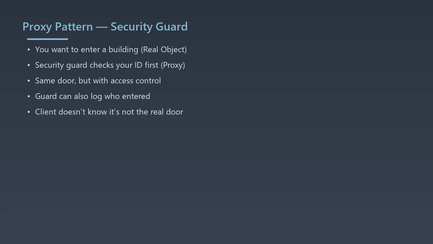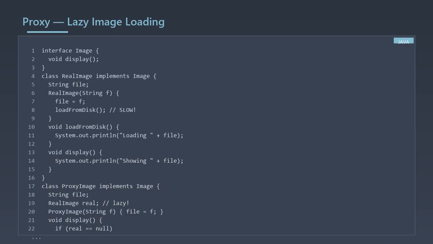The proxy pattern puts a stand-in object in front of the real one. Same interface, extra behavior: access control, caching, logging, lazy loading. Image loading example. The real image loads from disk in its constructor, that's slow. If you have a gallery of 100 images, loading all upfront is terrible. Proxy image to the rescue.